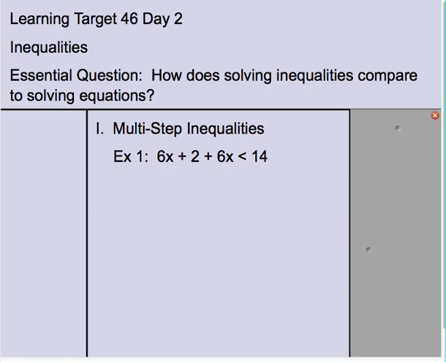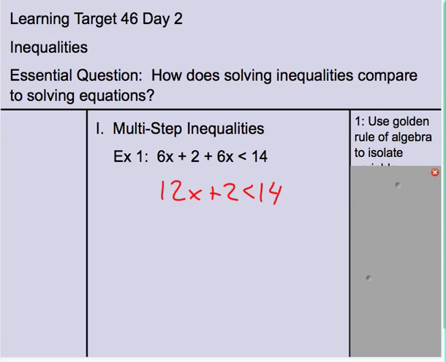Alright, so in this case, and I actually don't think I have this as my first step, I want to combine like terms. I see a 6x plus a 6x, so I'm going to add those together to get 12x plus 2 is less than 14. And then you just follow the golden rule of algebra to isolate the variable. So to get x alone, I want to start by following order of operations backwards to cancel. So I'm going to subtract 2 from both sides.